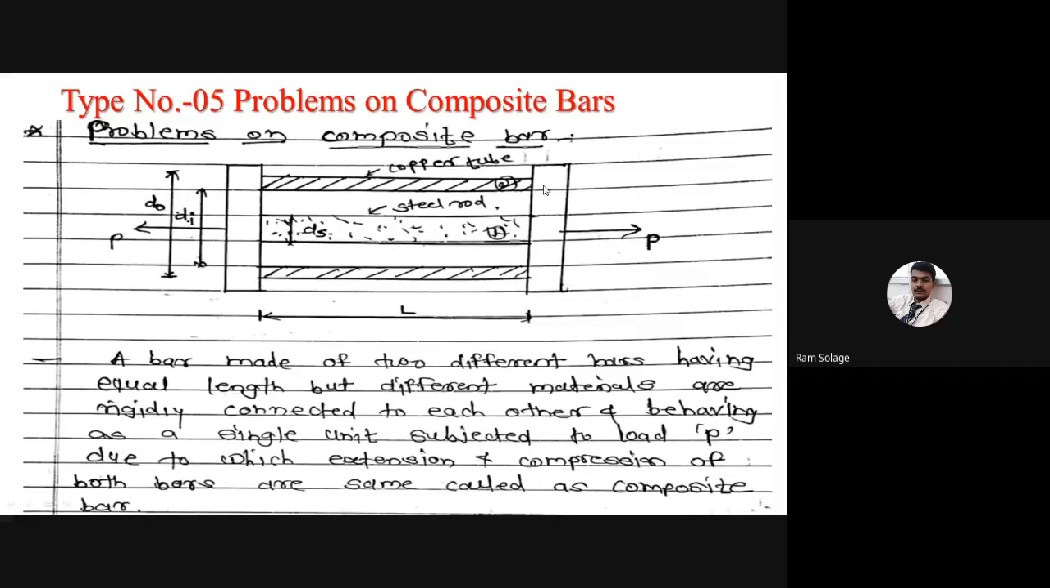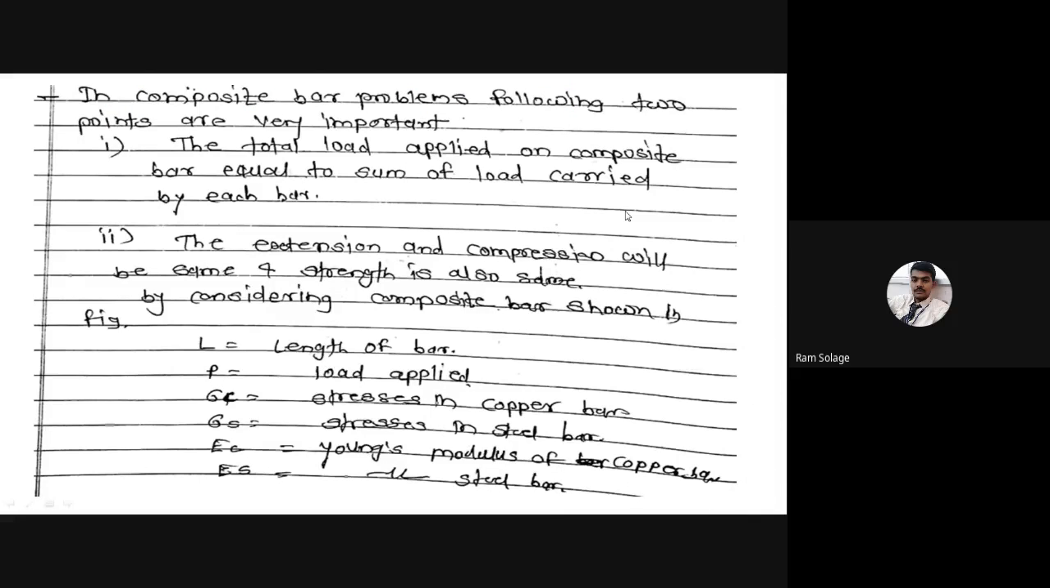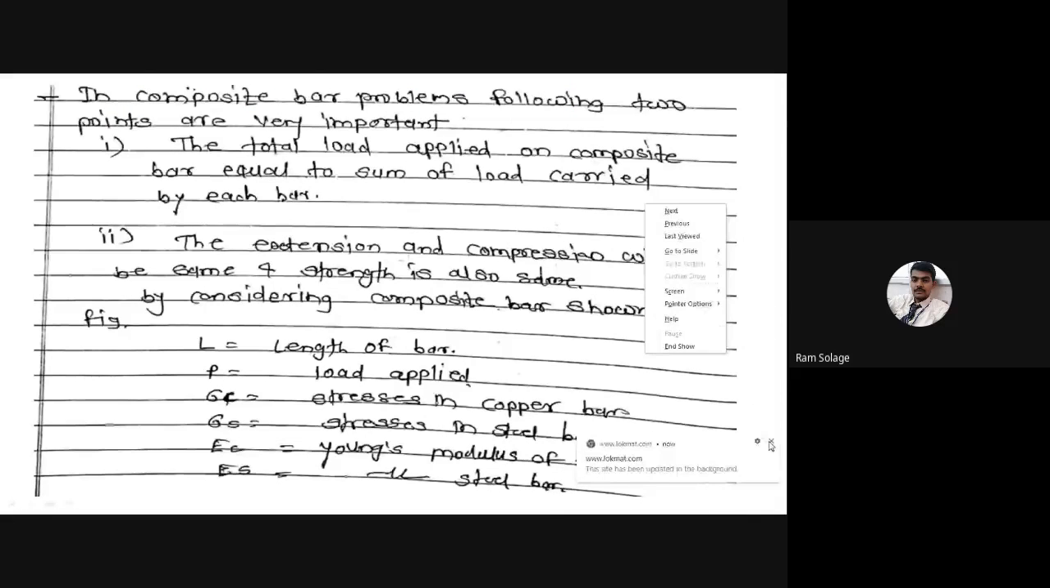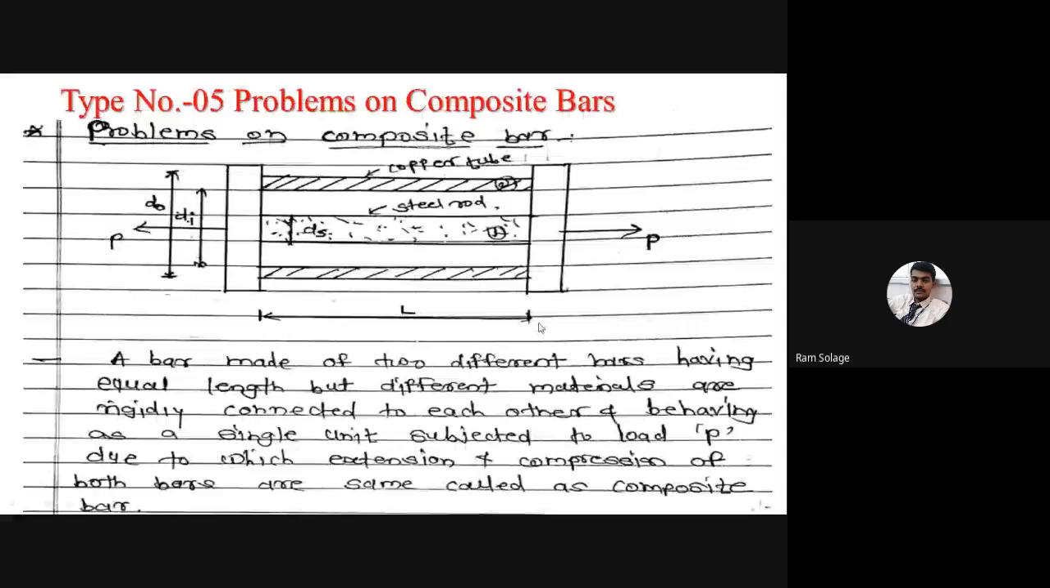Rigidly connected means what? See this section. Rigidly connected means that by joining the steel rod and copper rod, they have become one single unit, and on that single unit we are applying the total load capital P, due to which the extension and compression of both bars are the same, called a composite bar.